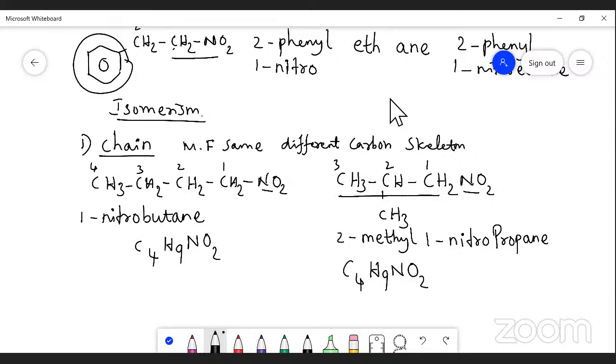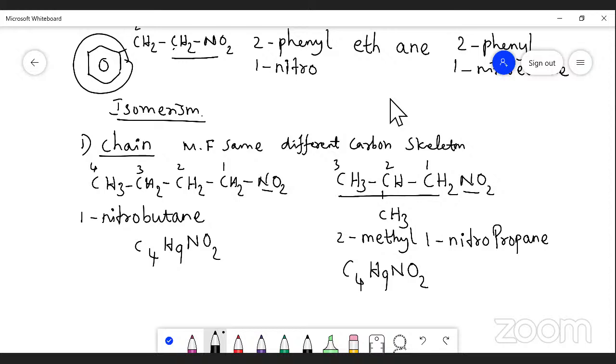Let us check. These 2 compounds have the same molecular formula. Molecular formula means clearly indicating how many carbon, how many hydrogen, how many nitrogen, how many oxygen. For each individual element, how many are present, that is taken as the molecular formula. These 2 compounds have the same molecular formula, but a different carbon skeleton.